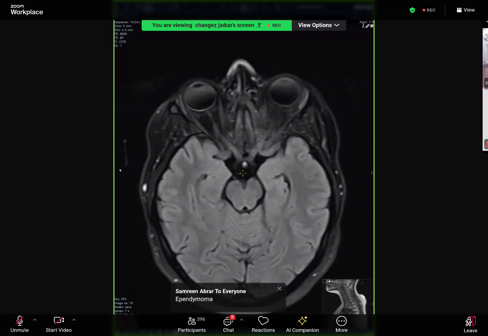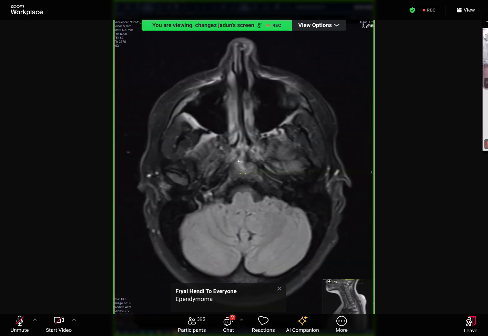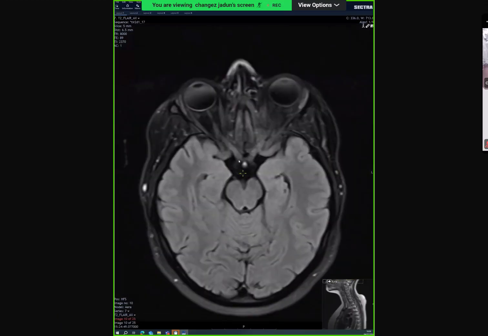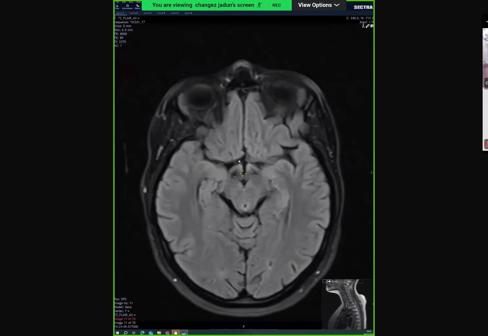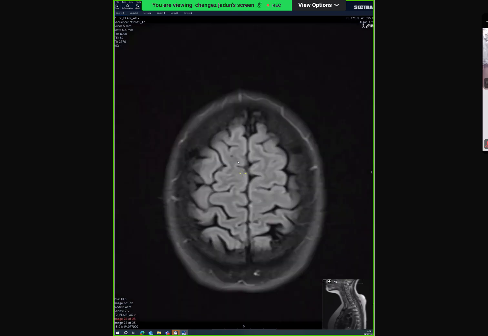Worsening numbness, initially in the feet, going up to the waist, and now involving both hands. And that's the MRI. It's a brain and a cervical spine MRI, and the brain images.